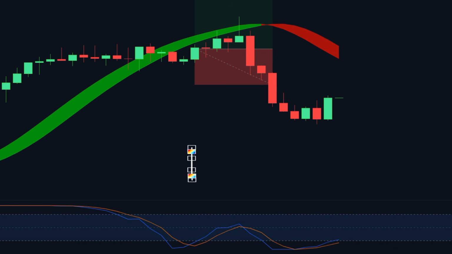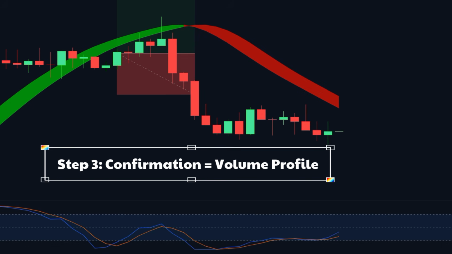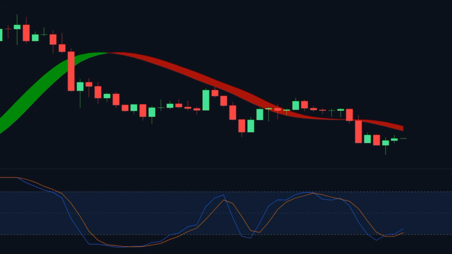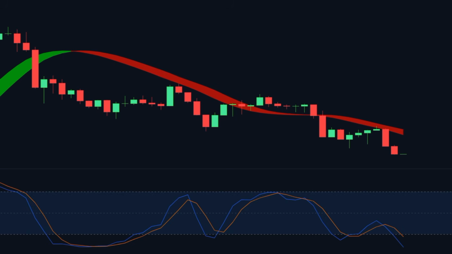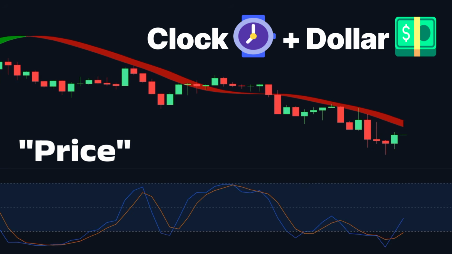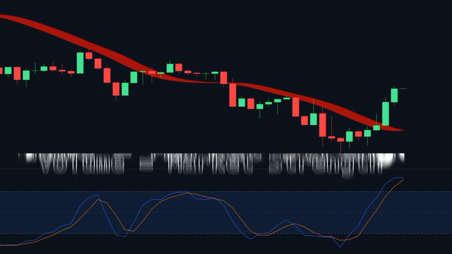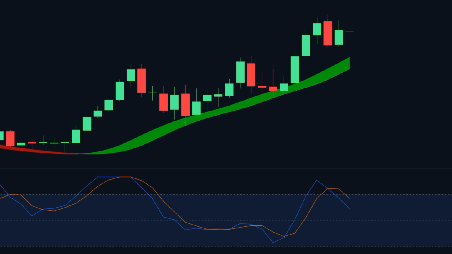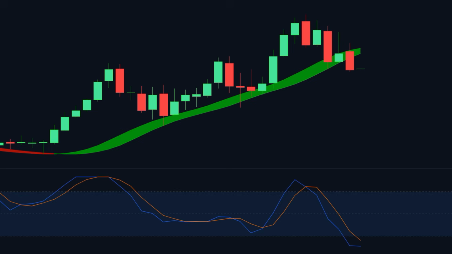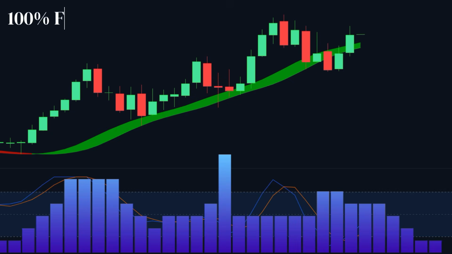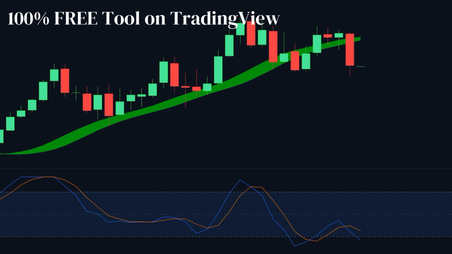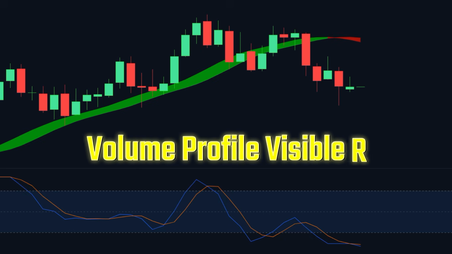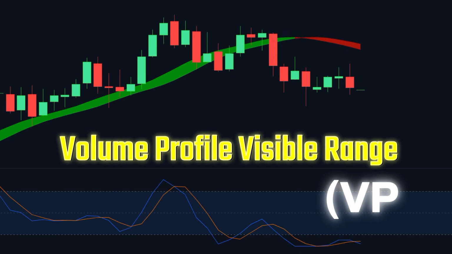Today, we fix this. We're adding the third and final confirmation layer to our system, a tool that gives us X-ray vision into the market structure. The problem with most indicators is that they only look at price and time. They completely ignore the third critical dimension of trading, volume. Volume tells us where the real battle between buyers and sellers is happening. We need a way to see these volume levels directly on our chart, and we can do it for free. We're going to add a powerful, professional-grade tool called the Volume Profile Visible Range, or VPVR.